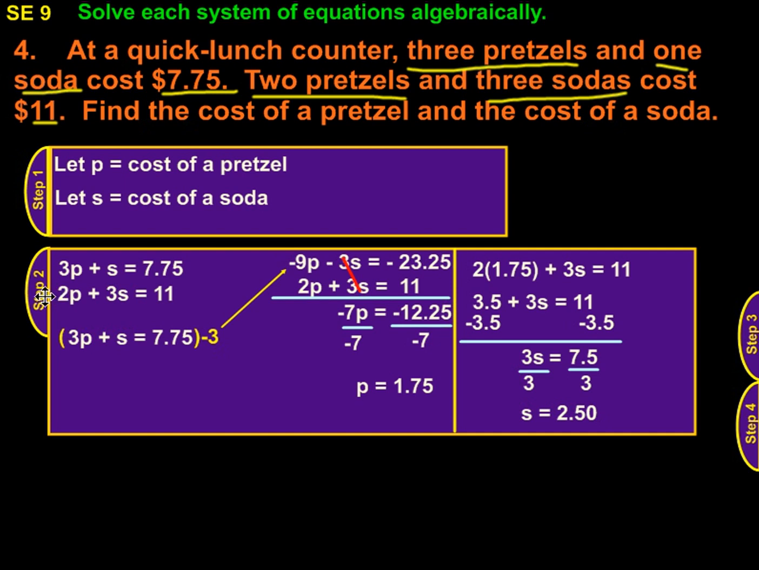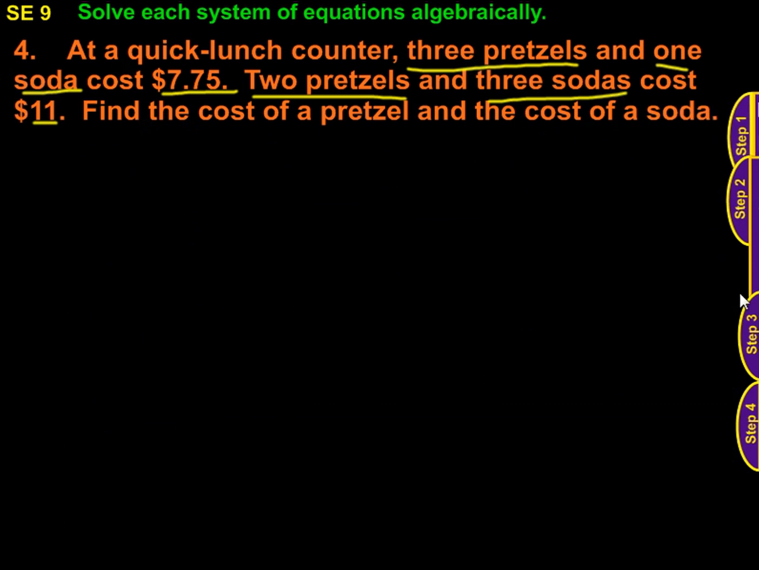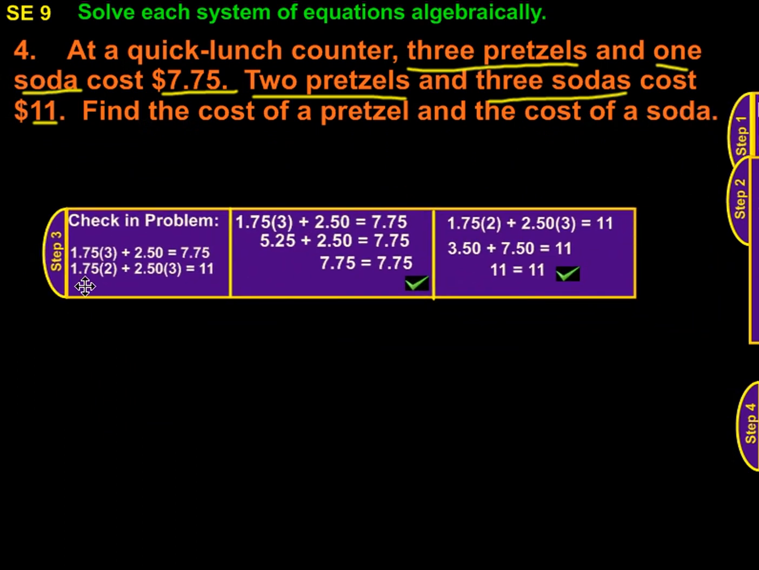Now I want to check that. So I'm going to put these back, and I'm going to take a look at step number 3, which is checking it in the problem. So at first it said 3 pretzels and 1 soda cost $7.75. So based on my data, 1 pretzel costs $1.75 times 3 plus a $2.50 soda should equal $7.75. I also know that at $1.75, 2 pretzels and 3 sodas at $2.50 should cost $11.